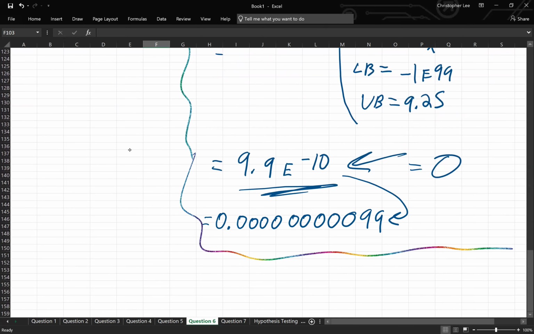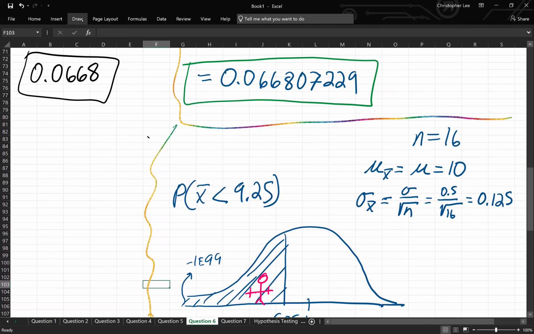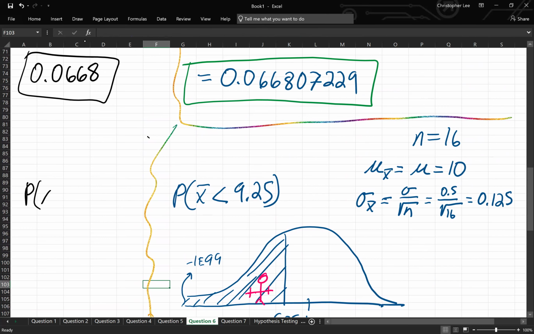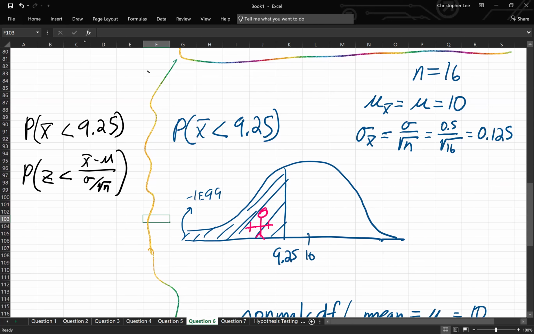All right. If you're using the table, this is what you've got to do. They want to know the probability of X bar less than 9.25. What you have to do is change that into a Z. So this is going to become the probability of Z less than X bar minus mu over sigma over the square root of n. You have to use that second formula. Then you're going to plug in all the numbers, right?